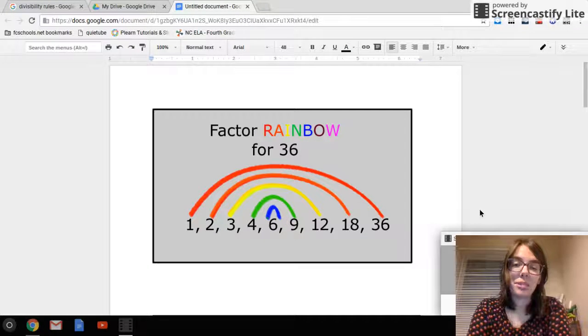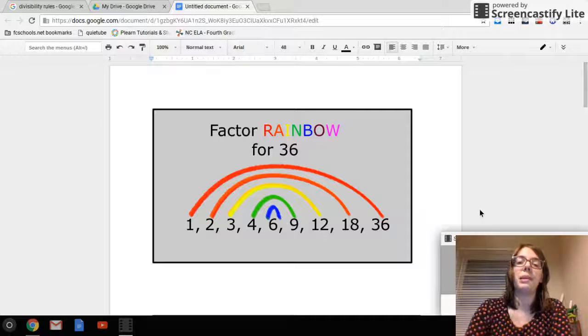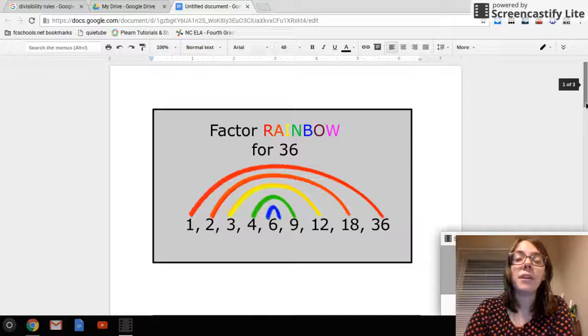Good morning. This morning, you're going to be doing a center where you're finding common factors and least common multiples. So I'm just going to give you a little preview to show you what that's going to mean.